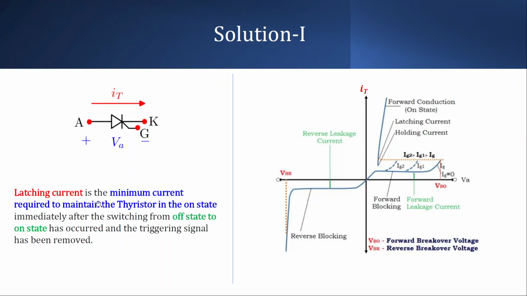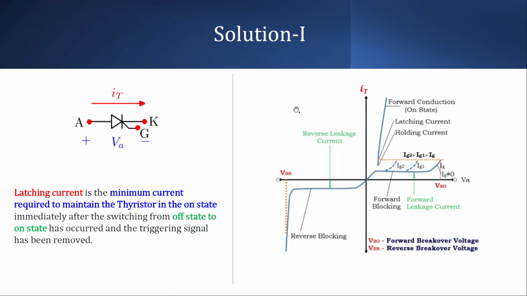So what is the latching current? It is the minimum current required to maintain the thyristor in the on state immediately after switching it on from the off state, and the triggering signal has been removed. That is why I asked you whether we need a constant signal or a pulsating signal. So once the pulse has been removed, the current through the thyristor must reach the latching current for the thyristor to be successfully turned on. If you apply the gate pulse and the current through the thyristor has not yet reached the latching current, then it will again turn off. So successful turning on of the SCR would fail. You will fail in turning on the thyristor.